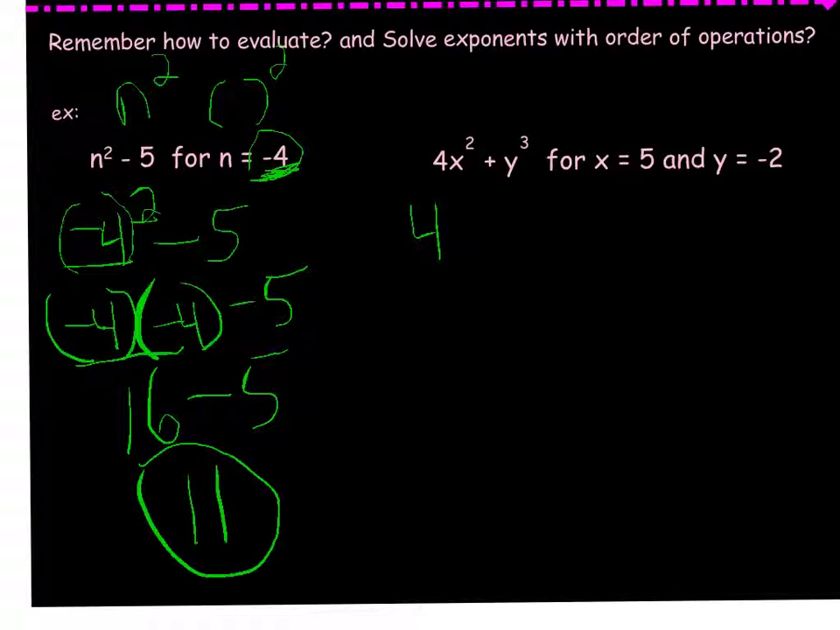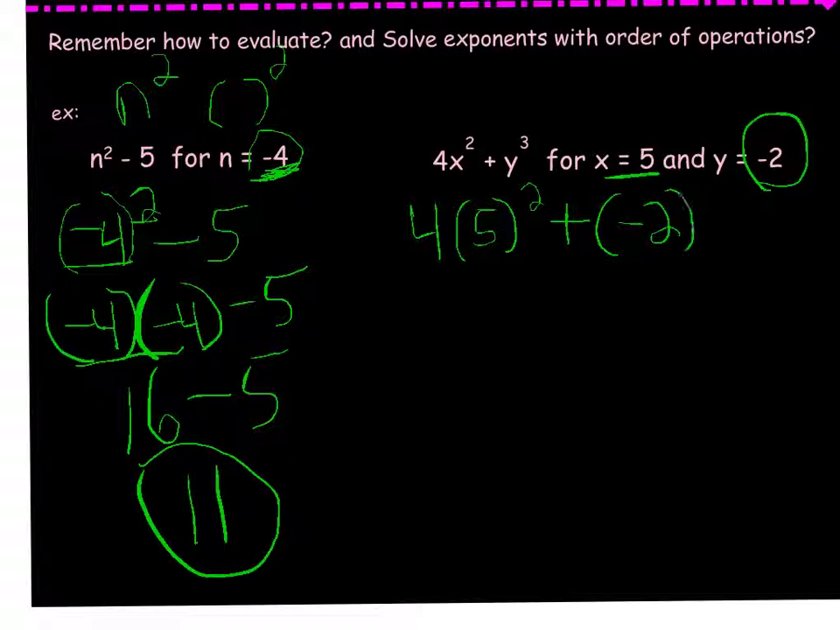4. Now, I'm going to do a parentheses, and I'm going to put my 5 where the x is. And then I'll put my squared. Then I'm going to write my plus. Now I'm going to, instead of y, I will do a parentheses, and I'll use -2. And then I'll do my exponent, 3. Very important. Use a parentheses where the variable is. It doesn't make you do it first, but it keeps the whole value together.